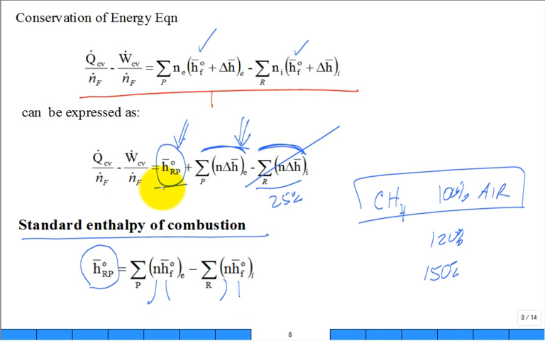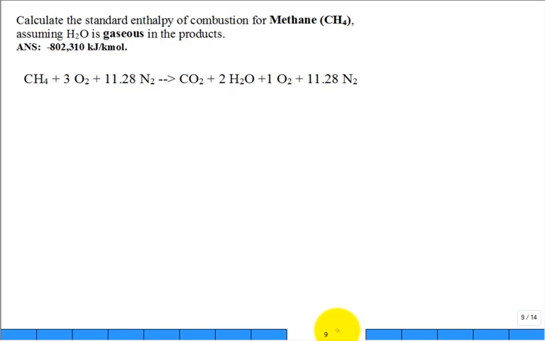And this standard enthalpy of combustion for 100% theoretical air can be calculated, tabulated once, and put up in a table. All right. So calculate the standard enthalpy of combustion.